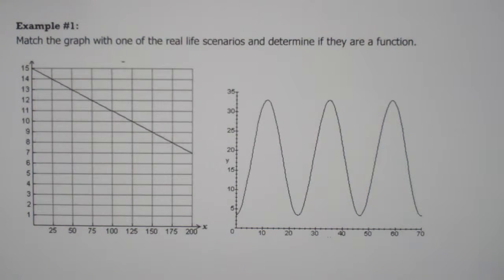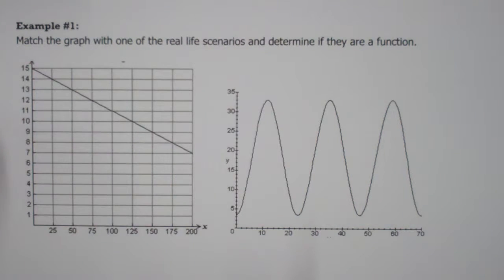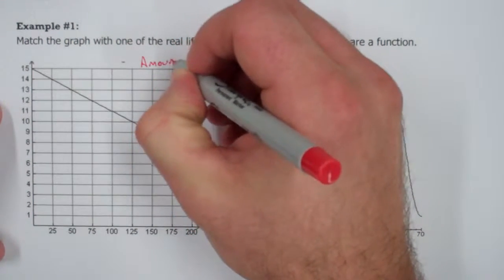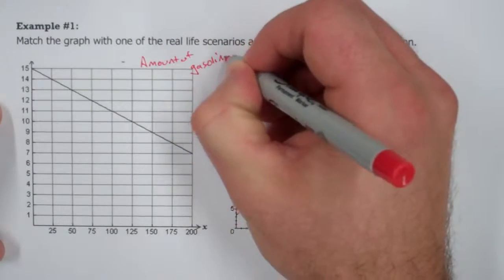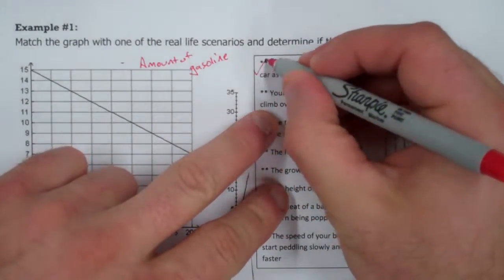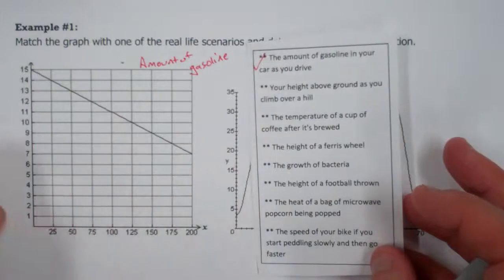But I think as we look at the first one, if the y-axis is gallons and this is miles driven, I think this one would make the most sense. It's got a constant rate of change going down, so I think this one makes the most sense with the amount of gasoline one. So this one would be the amount of gasoline, and then I'm going to look at my little list here, and then I'll just put a check mark there. Each one belongs with one of the graphs here, one of the 8 graphs.